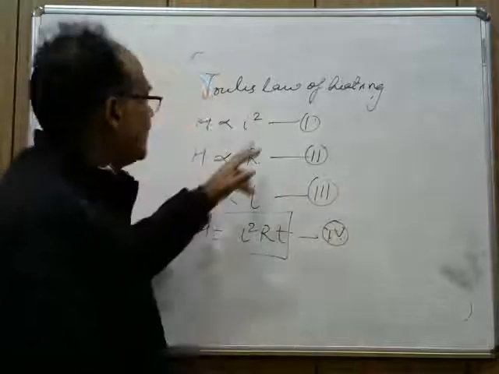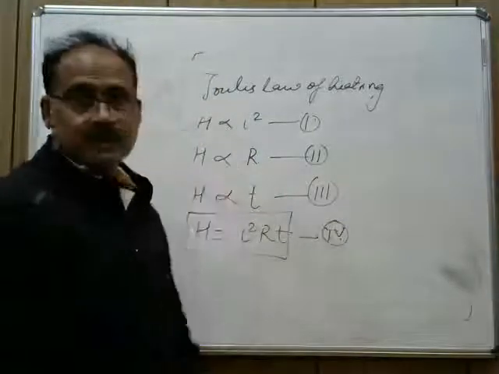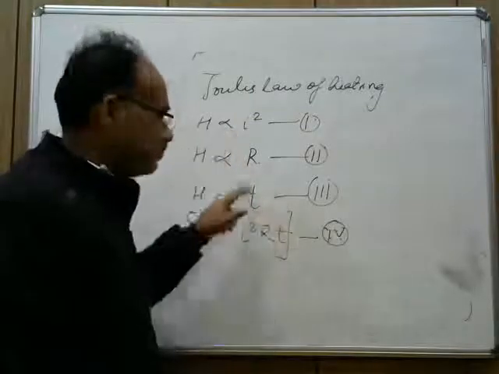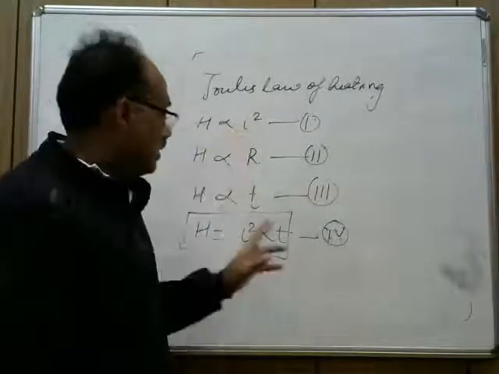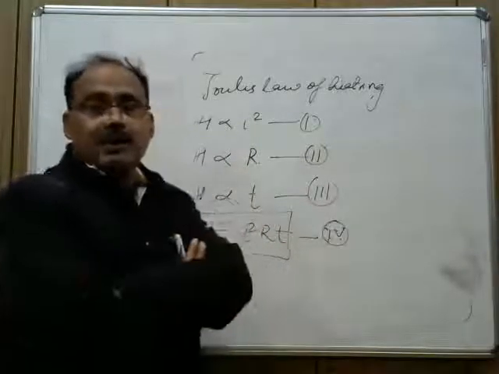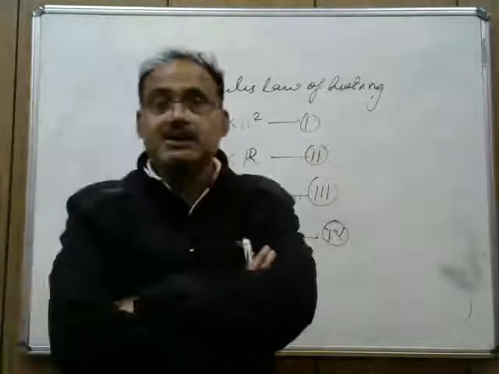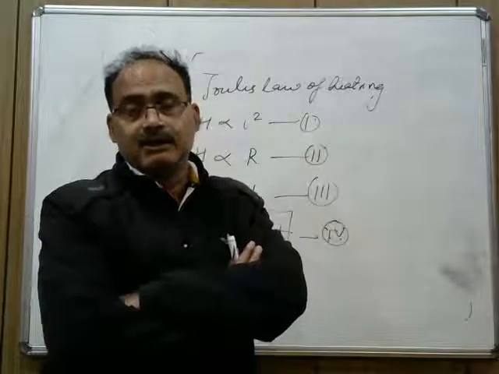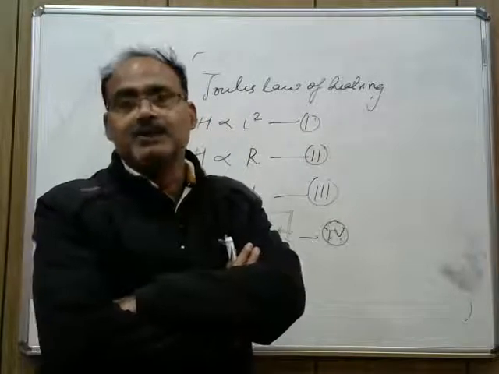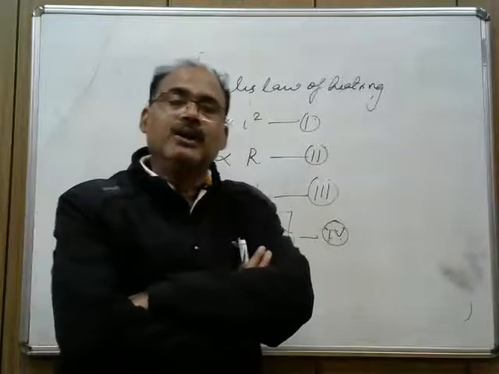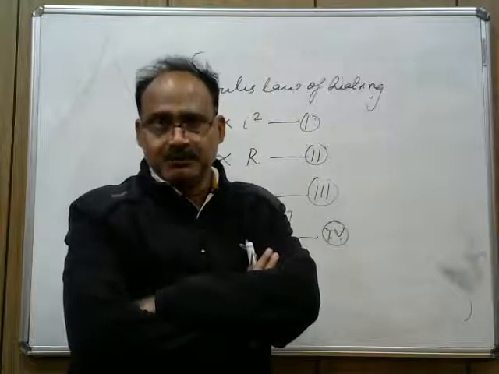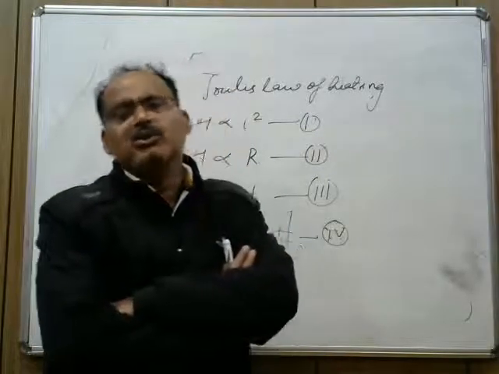And generally we take these two factors, because R is constant for the conductor. If we are calculating heat in one conductor, then we can write these two terms only, that is H is proportional to I square and H is proportional to T, because it is also dependent on R. But the R is constant. You cannot vary the resistance of the conductor. You can vary current, you can vary the time for which it passes through, but you cannot vary the resistance of the conductor at that particular moment.